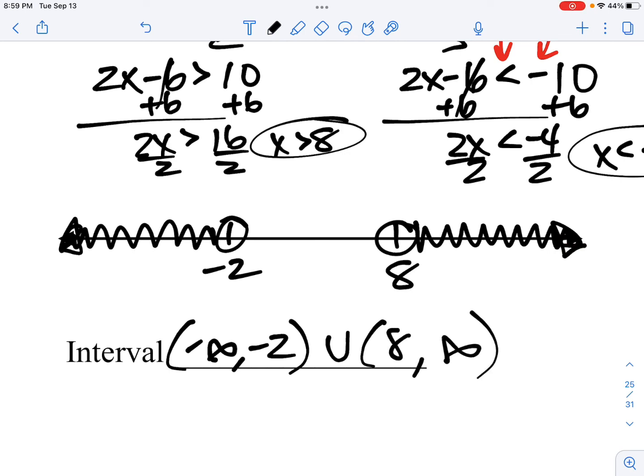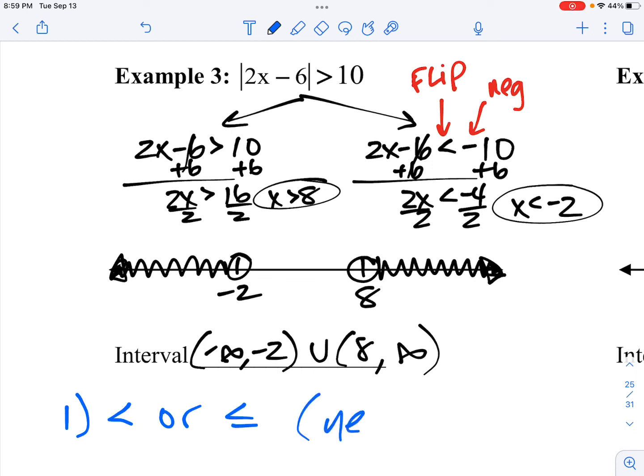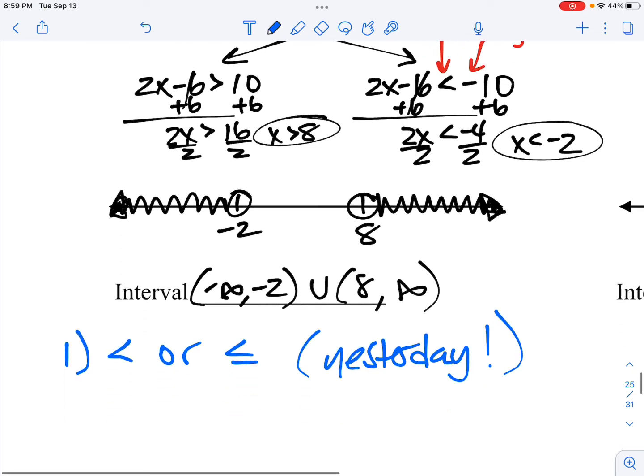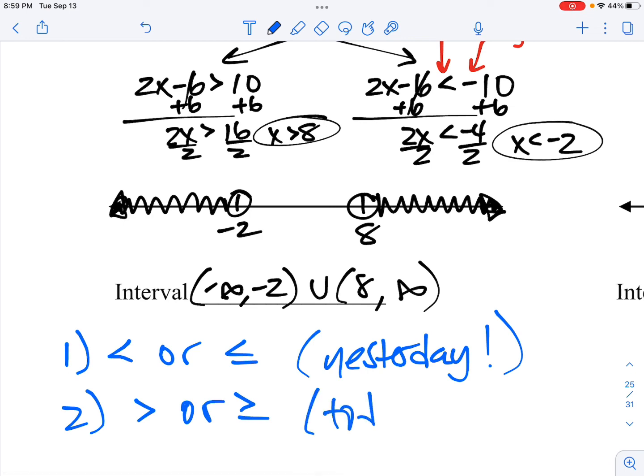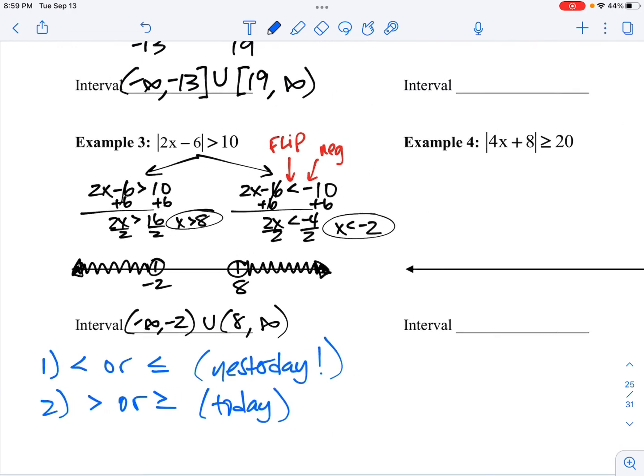That is how to do the greater than symbol. So you have to ask yourself, number one, is it a less than or a less than or equal to symbol? That was yesterday. Or today, what we learned is what if it's greater than or greater than or equal to? That's today. There's two strategies, okay? So make sure that you keep those straight.